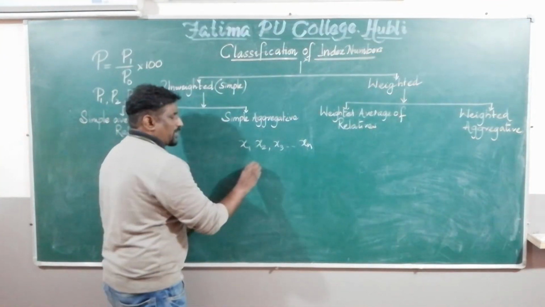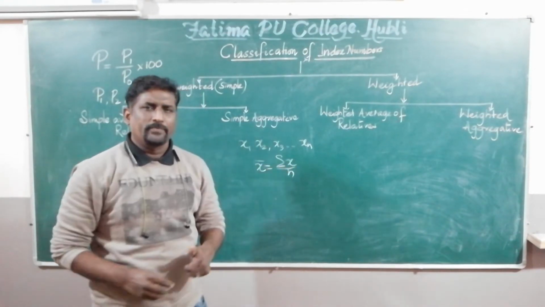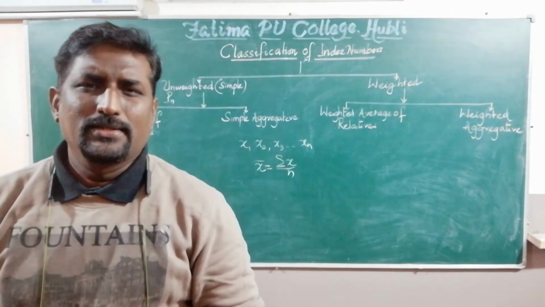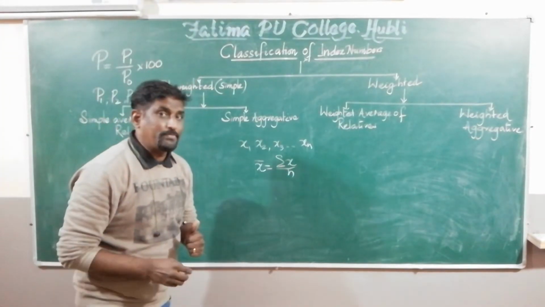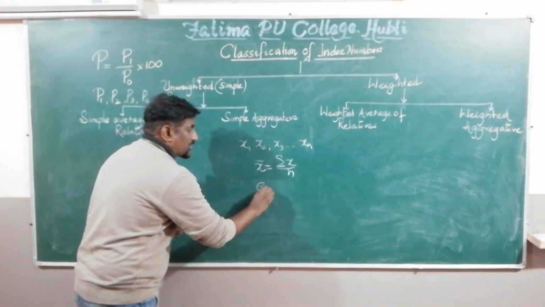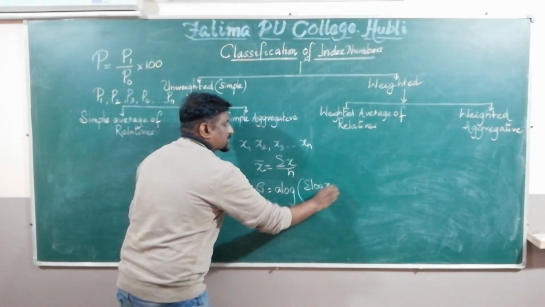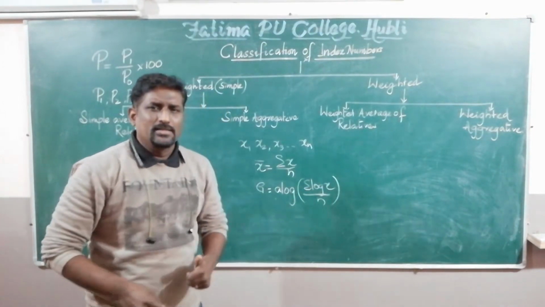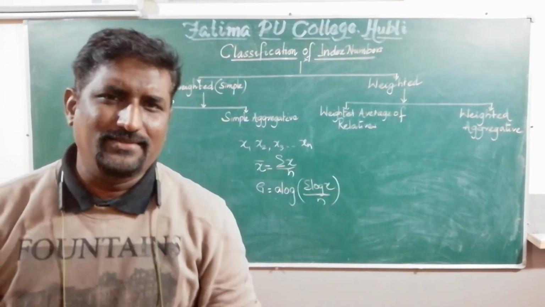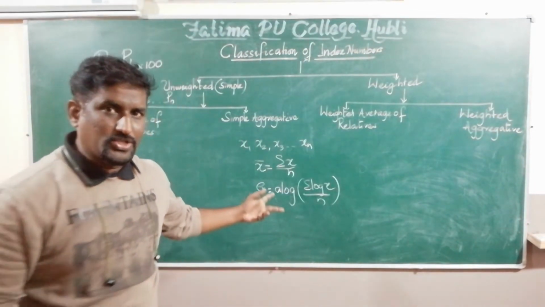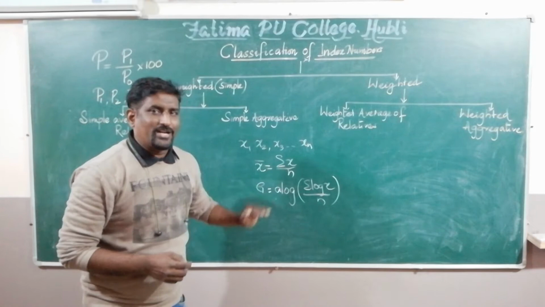We have a very simple formula, and we denote it as x bar is equal to sum of all x upon n. Is it right? This is the arithmetic mean. Correct? Then how do you calculate the geometric mean for it? The geometric mean is calculated as G is equal to antilog of summation log x upon n. Do you remember this? Yes. These are the 2 measures of central tendency: one is arithmetic mean and one is geometric mean.